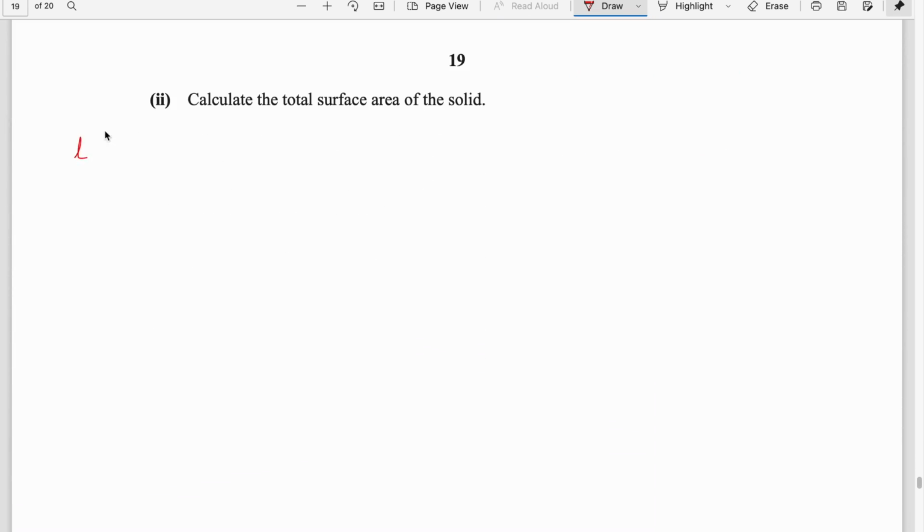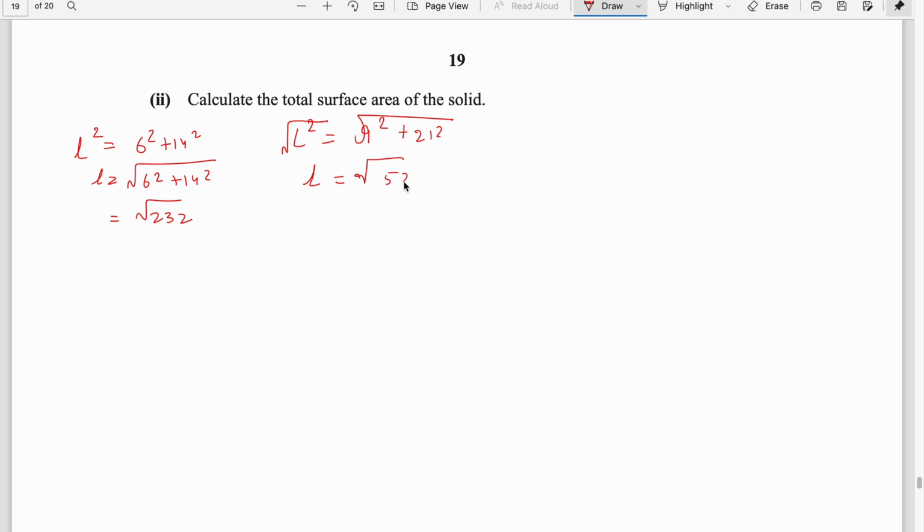Slant height for the smaller cone: L square is equal to 6 square plus 14 square. L is equal to square root of 6 square plus 14 square, that is square root 232. And for the larger cone, L square is equal to 9 square plus 21 square, and that is, square root on both sides, that makes 9 square plus 21 square is 522, square root 522.